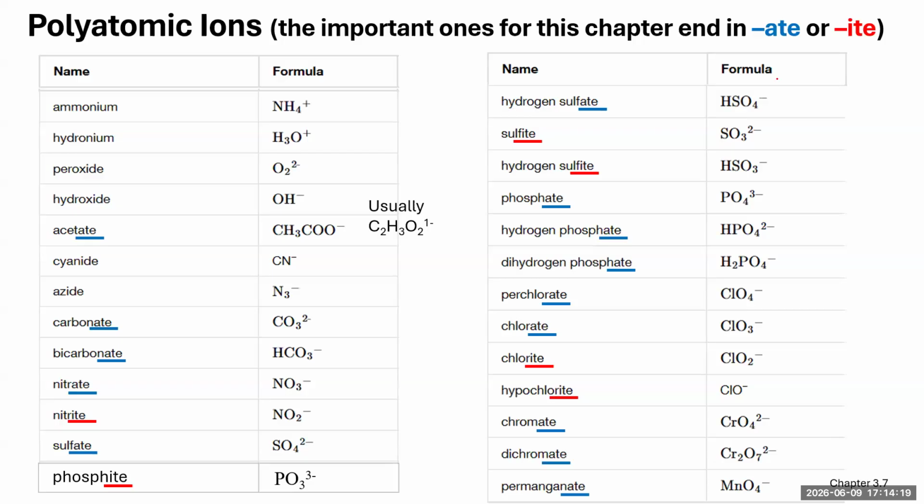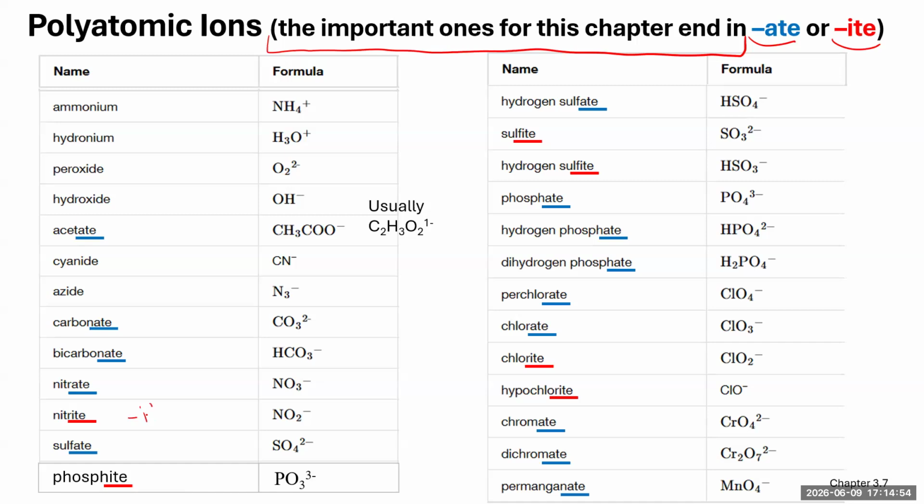So we talked about polyatomic ions many different times, but I want to point out some very specific things here. The important ones for nomenclature in this chapter end in ate or ite. So let's look at the ites. Nitrite, phosphite, sulfite, hydrogen sulfite, chlorite, hypochlorite, right? And these aren't exhaustive. There are many other polyatomic ions. We just aren't going to list all of them.